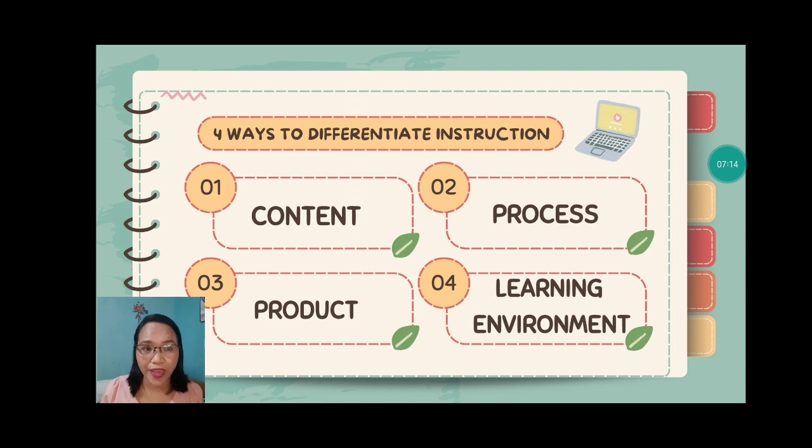And the last one, we have learning environment. So the conditions for optimal learning include both physical and psychological elements. A flexible classroom layout is the key, incorporating various types of furniture and arrangements to support both individual and group work. Psychologically speaking, teachers should use classroom management techniques that support a safe and supportive learning environment.